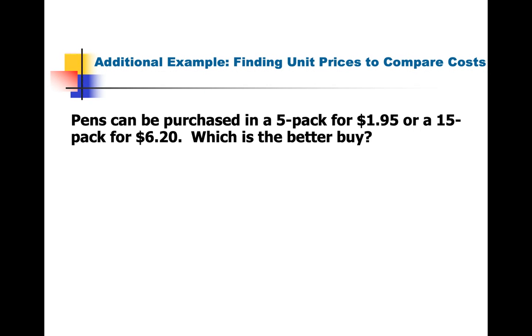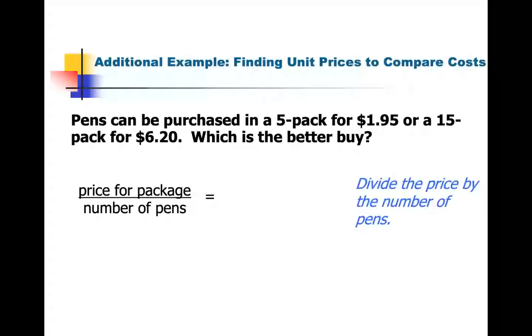Now this is an easy one, so I get how you can go the opposite direction. But in order to figure out which one the better buy is, you can solve this by getting the unit rate. Well, how do I get the unit rate? I figure out how much 1 pen is. So if I'm paying $1.95 for 5 pens, then if I divide $1.95 by 5, what do I end up getting?